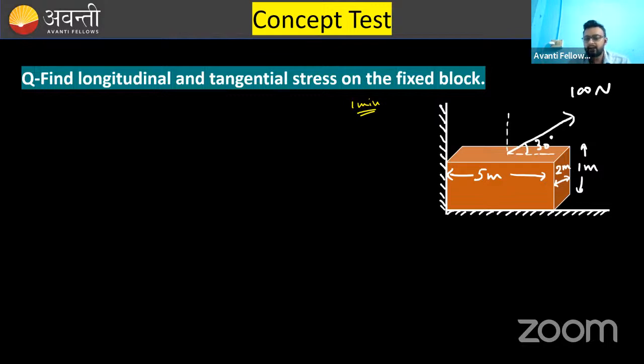Question says that there is a cuboid. This side is 5 meter, this is 2 meter, and this height is 1 meter. A force of 100 Newton is applied on the top surface at an angle 30 degree from the horizontal. And the block is fixed with the supports. These are the two supports on which the block is fixed. You need to find the longitudinal and tangential stress on this fixed block.